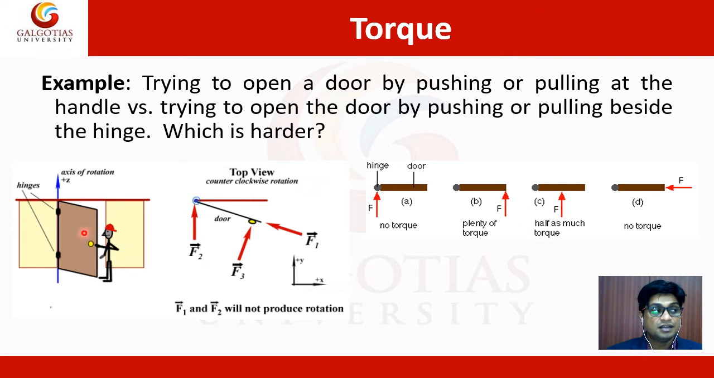If we applied the force perpendicular to this door, then no torque will act. So what we noted is that the door can be opened easily if we apply the force at the edge of the door. If we apply the force in the middle of the door, then half the torque will apply. It means the tendency will be less.